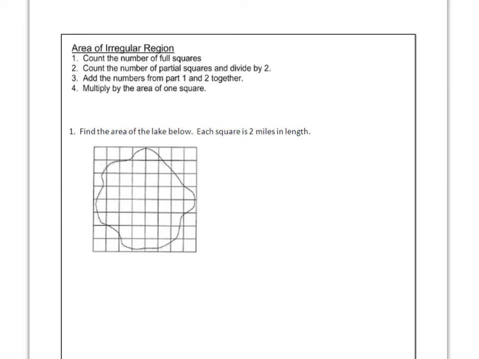There's going to be 4 steps, and step number 1, you can see right up here, is you're going to count the number of full squares within the boundary. So number 1, it says find the area of the lake below. So we're going to look on here, and I'm going to put dots. 1, 2, 3, and so on up to 28. Should I count that last one as a full square or not? I'm going to say not. It's kind of a judgment call though. So I'm going to say I had 28 full squares.